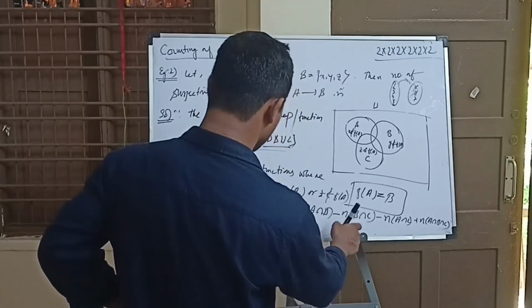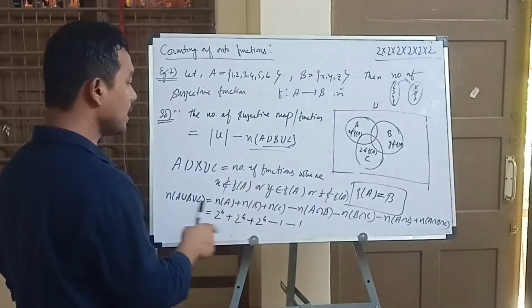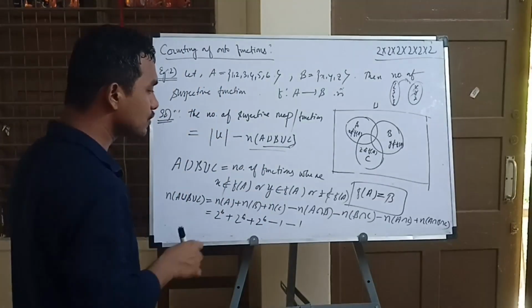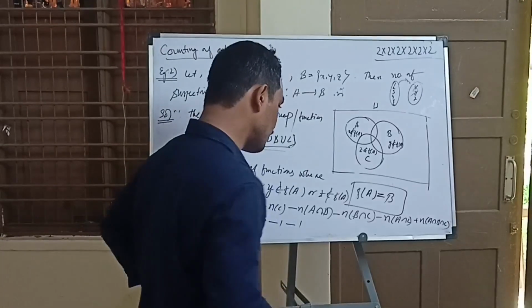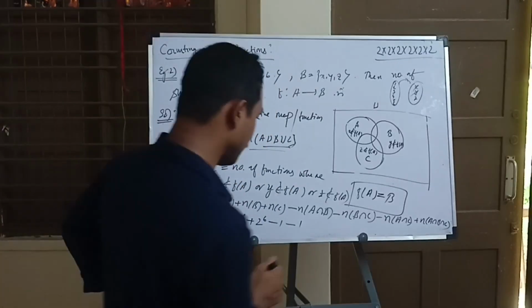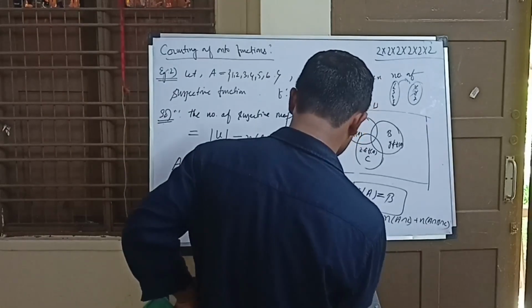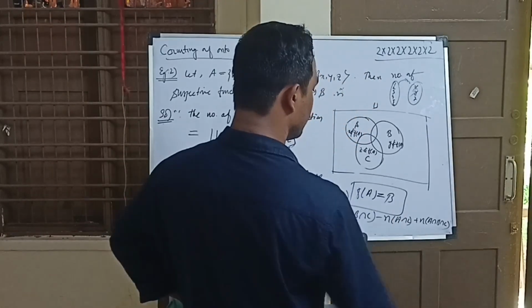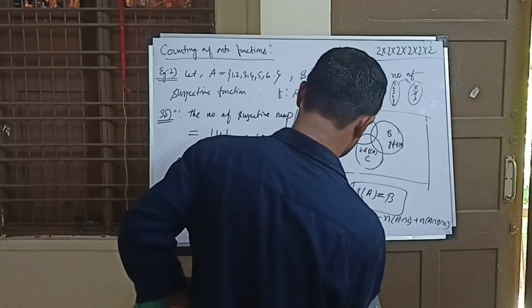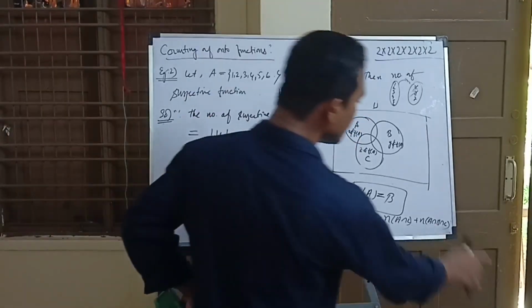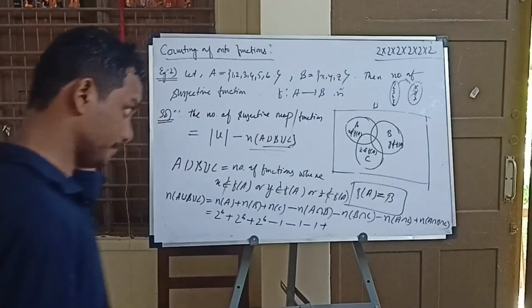Here, similarly, the number of B intersection C is also 1. That means the number of functions where y does not belong to the range of f of A and z does not belong to the range of f of A is 1. The number of functions for A intersection C is what? Also 1, in a similar manner. And A intersection B intersection C is what?